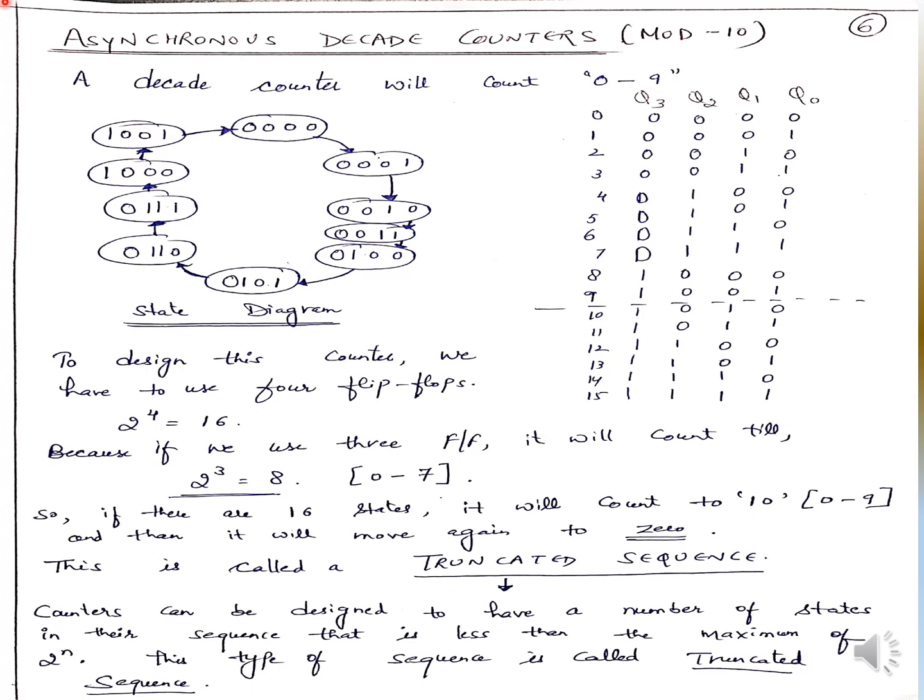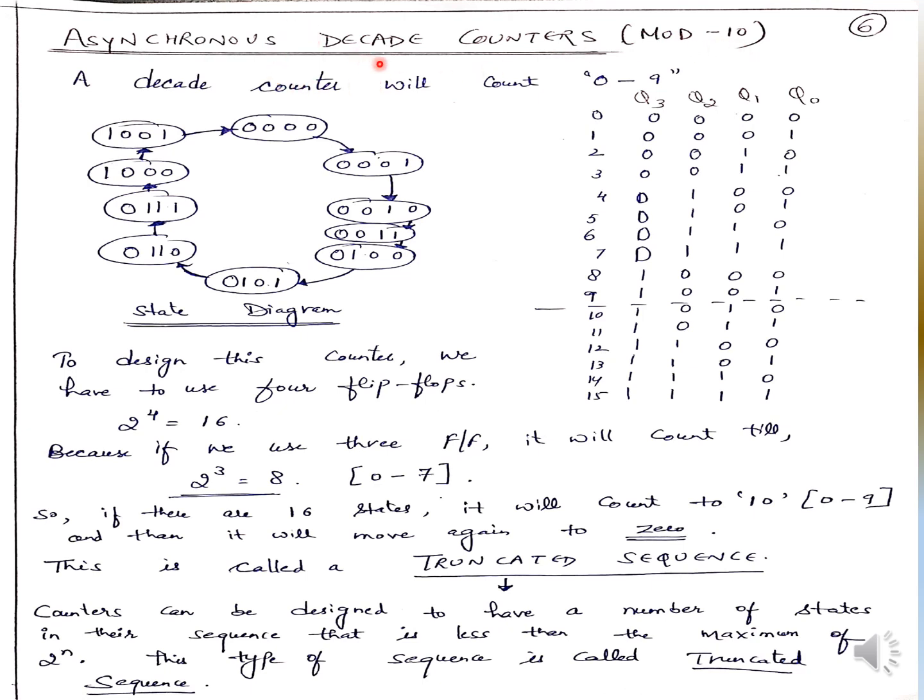Hello friends, in this lecture I am going to tell you about the asynchronous decade counter. As you all know, asynchronous counters are also known as ripple counters, and decade, as its name indicates, means 10. So basically it is going to count 10 states. That's why it is also known as a modulus 10 counter.